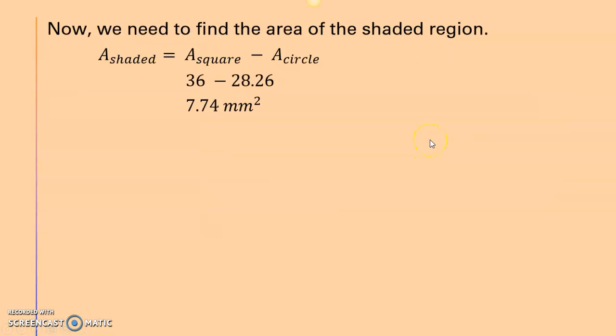We need to do our subtraction. So 36 minus 28.26 would give us 7.74 millimeters squared. And remember, it told us not to round our answer. So that would be our final answer.